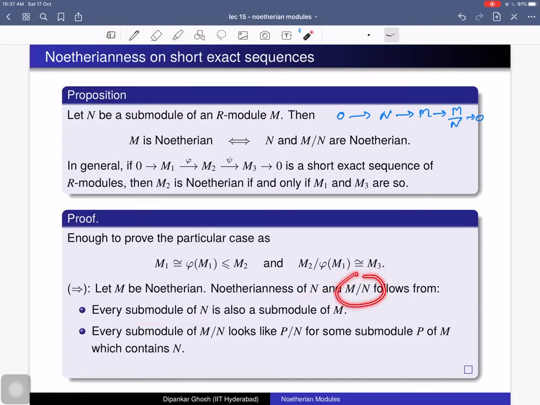And what about this quotient module? Every submodule of this quotient module looks like P modulo N for some submodule P of M which contains N. If M is Noetherian, then P is finitely generated, and hence this quotient module P mod N is also finitely generated, because if P is generated by, let's say, x1 up to xn, then P modulo N is generated by the equivalence classes of x1 up to xn. So if M is Noetherian, its submodule N and the corresponding quotient module are Noetherian modules.